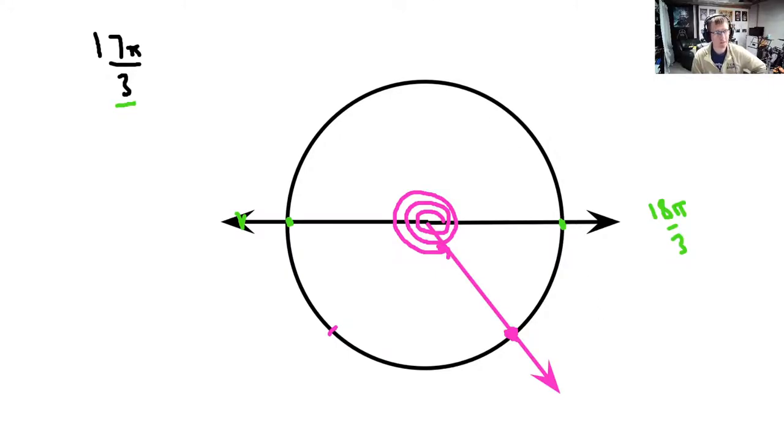But what's the reference angle? What is the angle formed between the x-axis and this terminal point? So that's this guy. What is the angle formed between the x-axis and this terminal point?